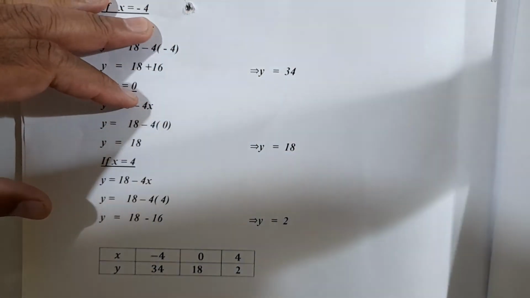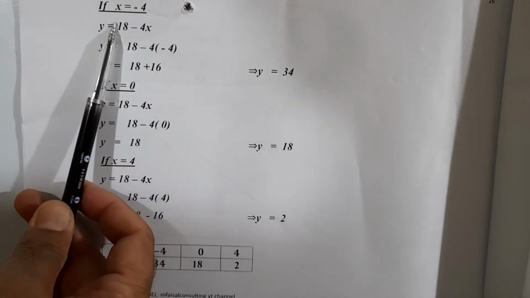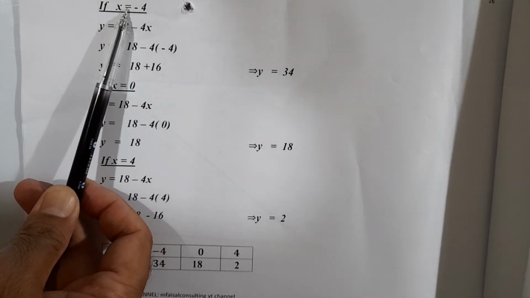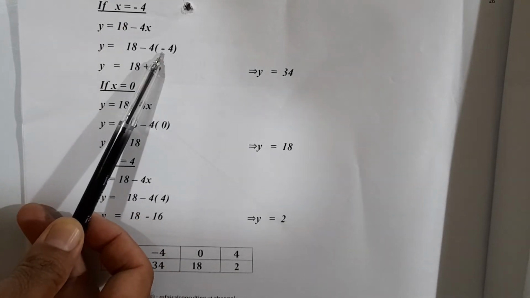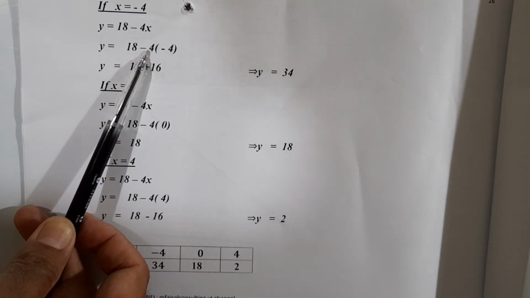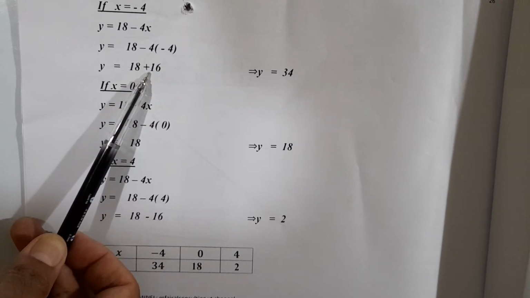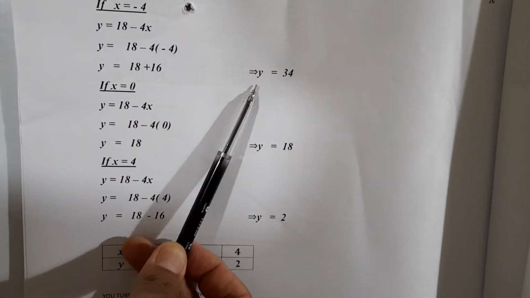The second equation that we were having, y is equal to 18 minus 4x. So when x was minus 4, putting the value of x as minus 4, 18 minus 4 into minus 4. Minus 4 into minus 4 is plus 16. So 18 plus 16 is 34. So y is equal to 34.